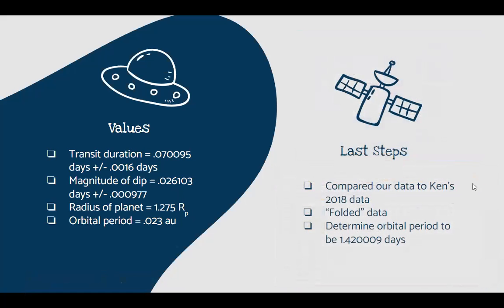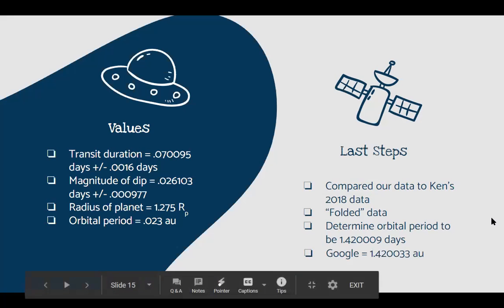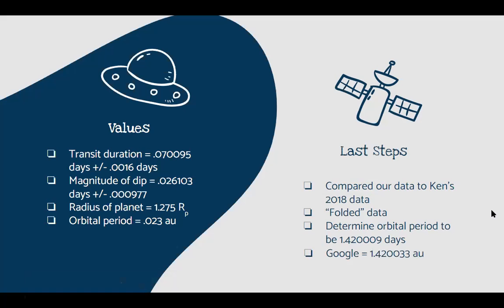We finally used a previous study of Cutter 1b done in 2018 by Ken to find the best fit line using our combined data. Fitting the data resulted in a final orbital period of approximately 1.42 astronomical units. Google says the orbital period of Cutter 1b is approximately 1.42 astronomical units, so I'd say we did a pretty good job. But something that could have improved our research and helped eliminate random error would have been to do multiple tests. Next slide.